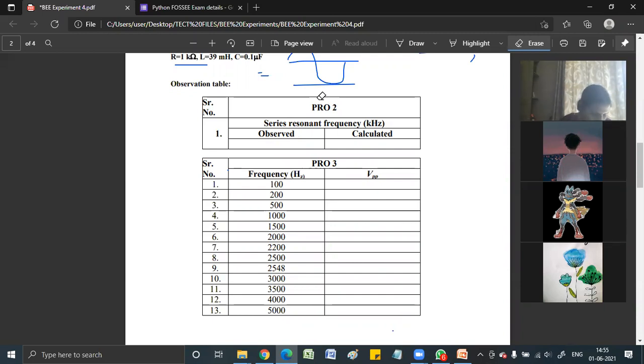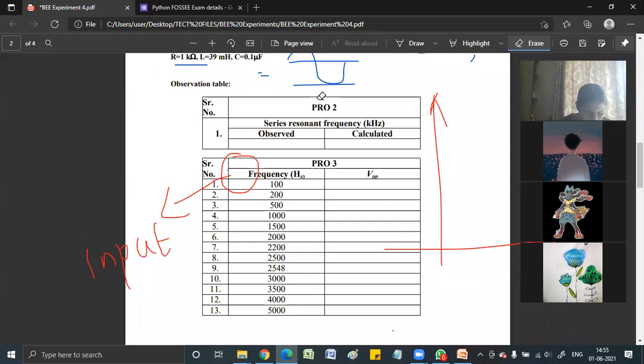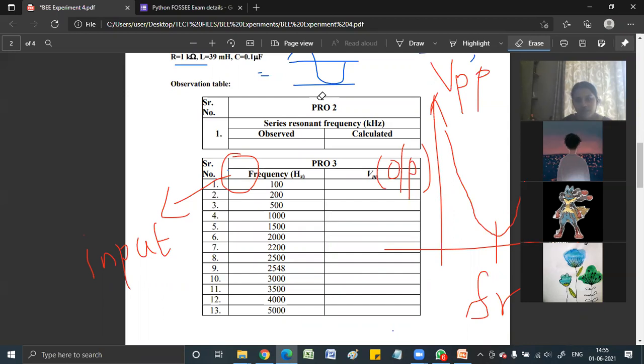So please note that over here, we're going to write input signal frequency. And this is the input frequency. And the graph that you will be seeing is, this is your F, this is your output peak to peak voltage. This VPP that you see is the output voltage. So at the resonant frequency, the voltage has to be very, very less. So you'll be seeing a graph like this.